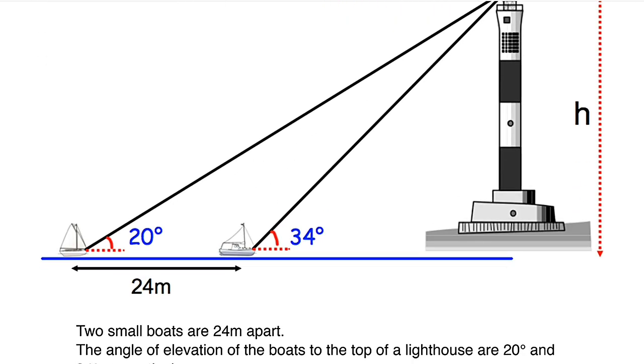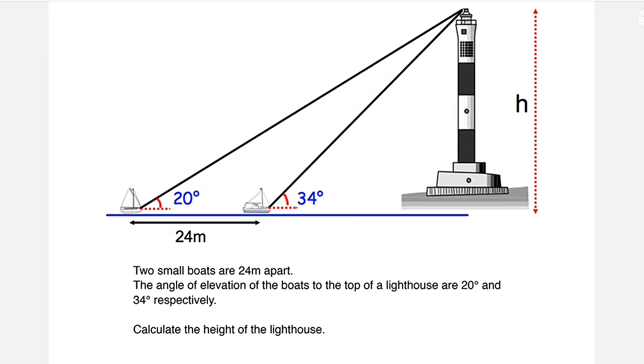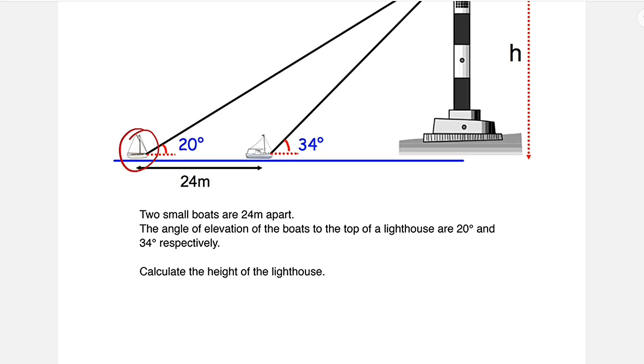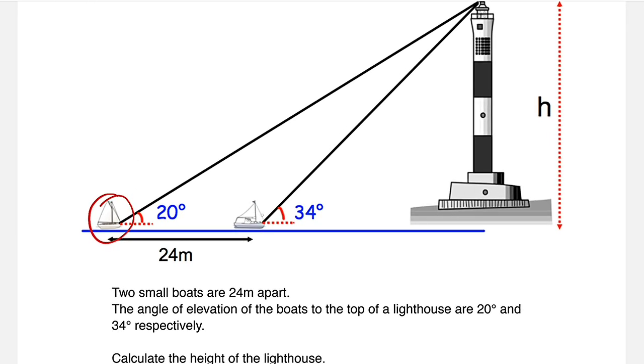Question number 16. Question number 16, we are given a tower here with height h. We have two angles of elevation from two different shapes, 1 and 2. We are asked to calculate the height of the tower. So how can we do that? I think we can first of all find this angle here, because this is a straight line, right? And angles on a straight line equals 180 degrees.